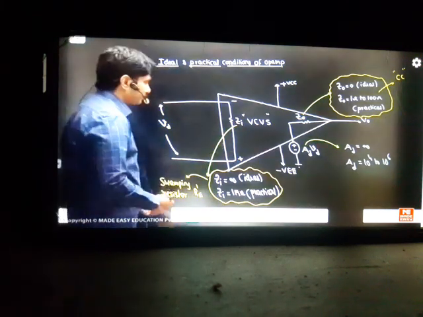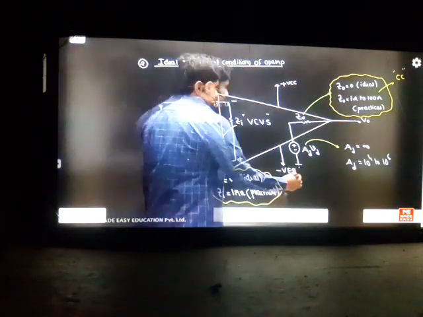Don't go beyond that because size will increase. 10 power 4 to 10 power 6 itself is a very good gain. So this is enough for op amps. For op amps, the practical gain is 10 power 4 to 10 power 6.